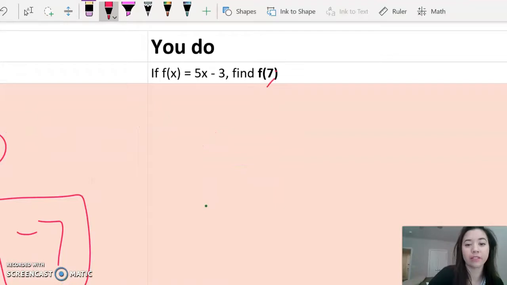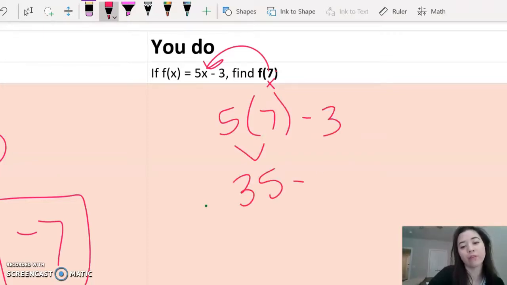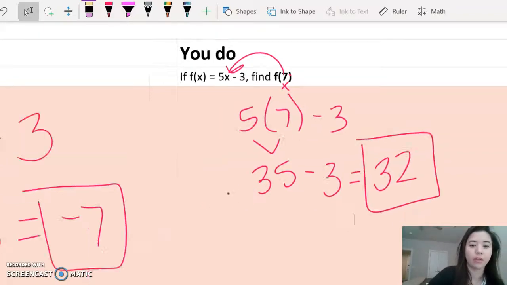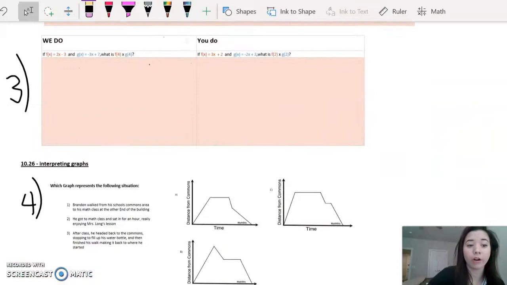So again, this means x is 7, so we're going to plug that 7 in for x. We do 5 times 7 minus 3. We get 35 minus 3, which equals 32. All right, we're going to get a little bit harder now.